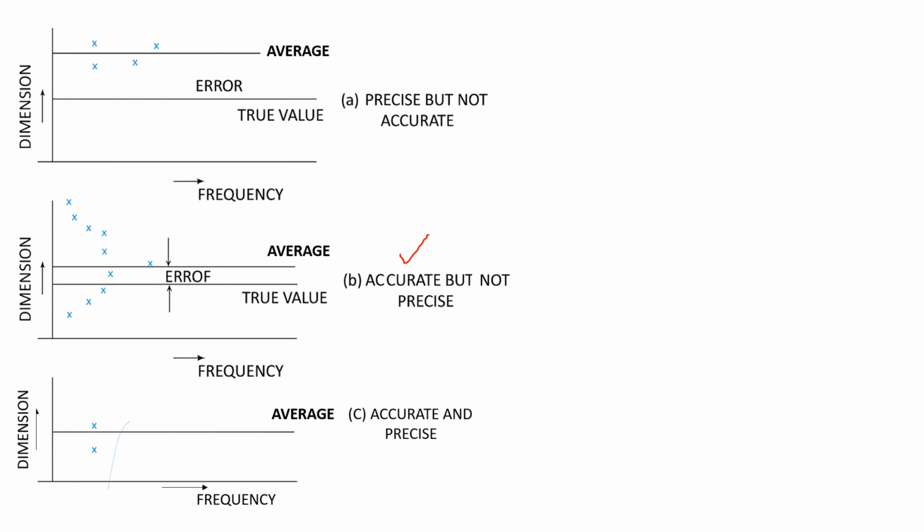Similarly, observe figure C. Let's consider this is another measurement. We conducted 3 measurements, this is the average value, and this is also the true value. So there is no error. The average value coincides with the true value and there is no error, so it is accurate. And moreover, all the measurements are very close to each other, so it is precise. So for figure C, we conclude that it is accurate and precise. So these are the differences between accuracy and precision, and thank you.